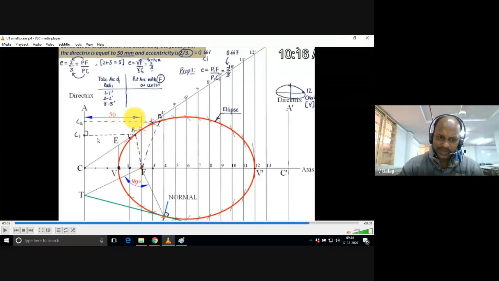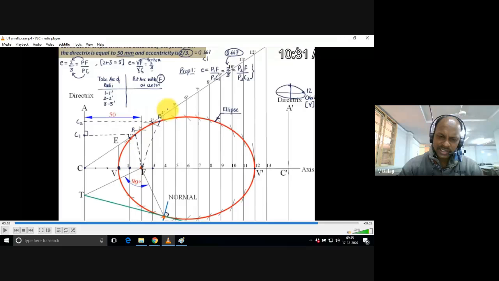But what is the definition of eccentricity? The eccentricity definition is VF by VC. That means P2F by P2C2. Again, that is constant. Even though P2F and P2C2 increase, the numerator is increasing and the denominator is also increasing, so the ratio is the same, constant. If the ratio is not the same, obviously it is not an ellipse. So the property of an ellipse is that the ratio must be the same at every point of time.